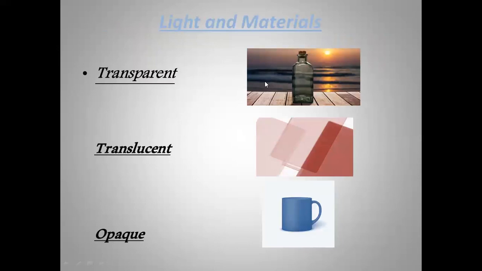Light and materials. We have three different materials. Transparent material allows light to pass through it, like glass and water. Translucent material allows some light to pass through it, but the picture on the other side will not be clear, like tissue paper and tracing paper. Opaque material does not allow any light to pass through it.